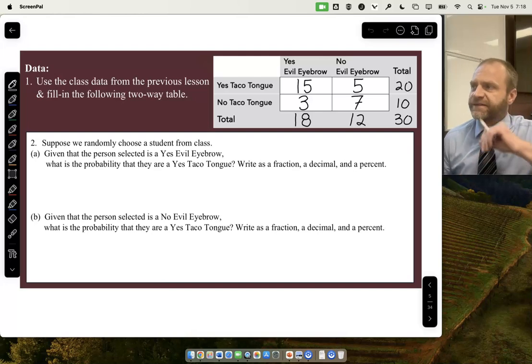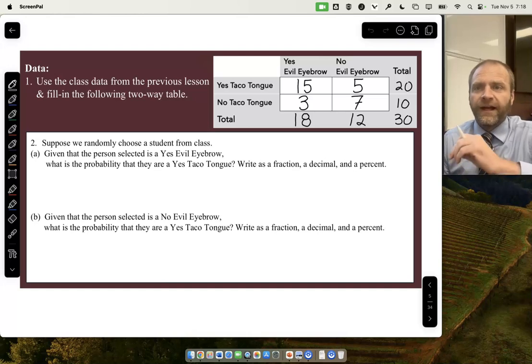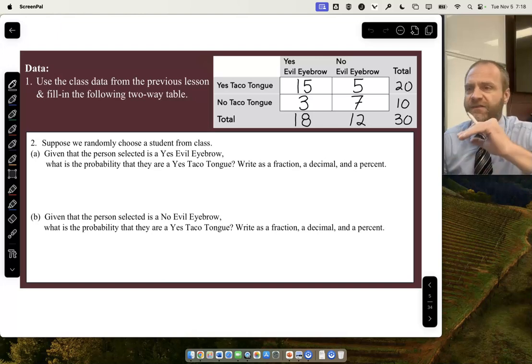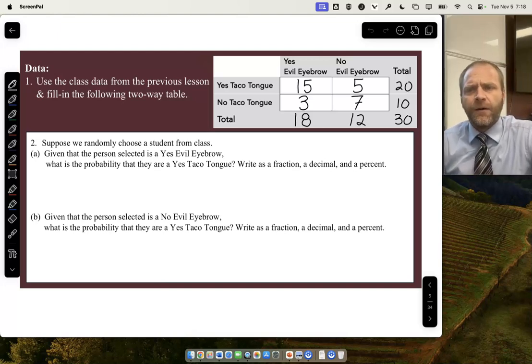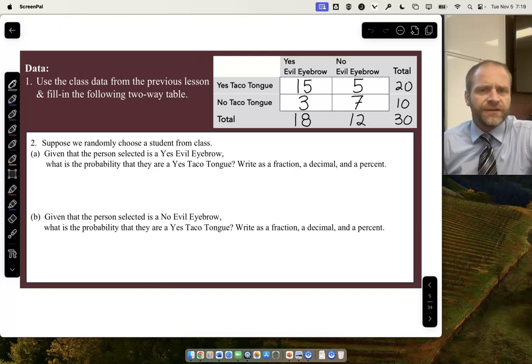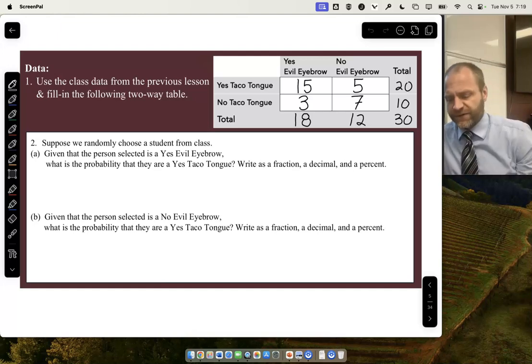So we can see off to the side we have our two-way table of can you evil eyebrow, can you taco tongue. And so in this case, we have our information and we're going to dive into it answering these two probability questions. And the first one says, given that the person selected is a yes evil eyebrow, now that's interesting, what is the probability that they are a yes taco tongue, written as a fraction, decimal, and a percent.